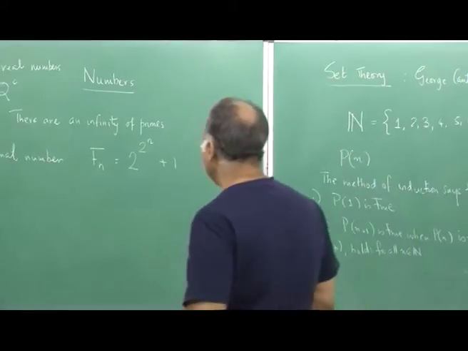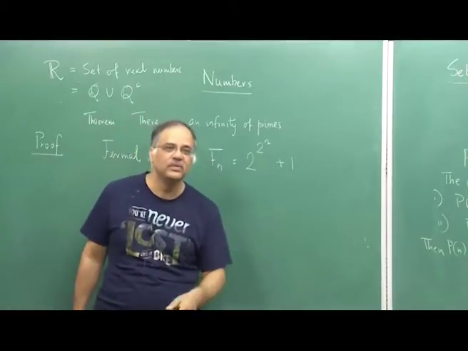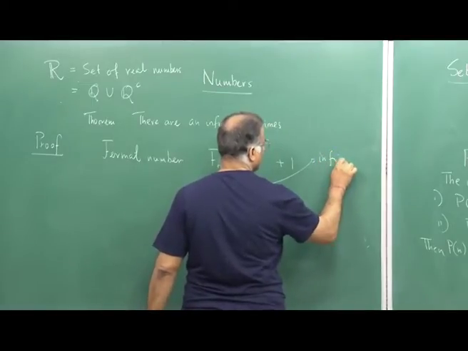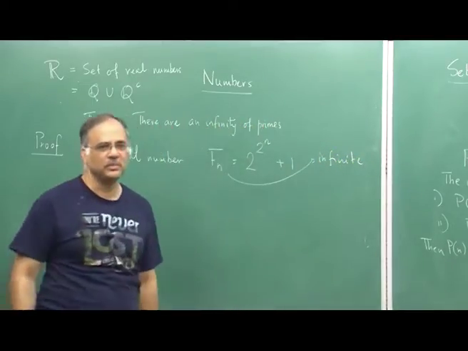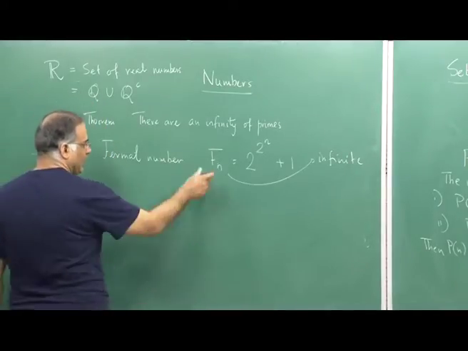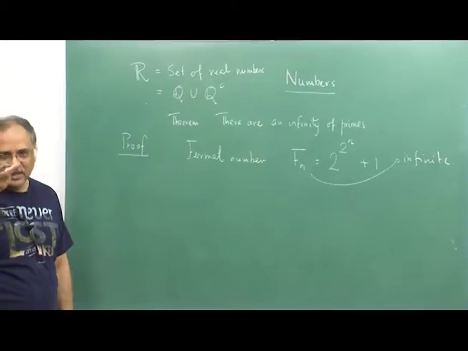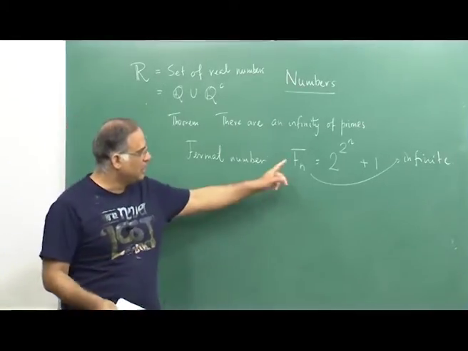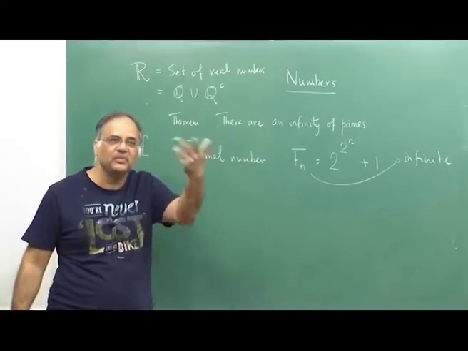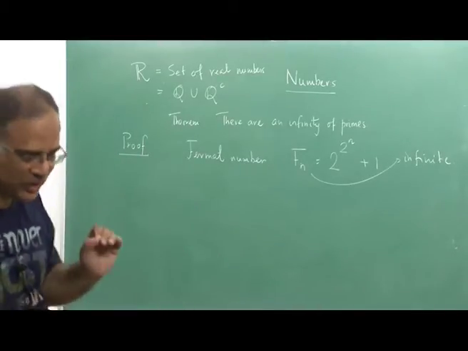Now, you can understand as I keep on changing n, because the set of natural numbers is infinite, I have an infinite number of Fermat's numbers. I will show that given any pair of Fermat's numbers, they are co-prime. So, there cannot be a common prime which is a factor of both of them. So, for each Fermat's number there should be different primes. So, if Fermat's numbers are infinite, so are the primes. That is the whole idea.